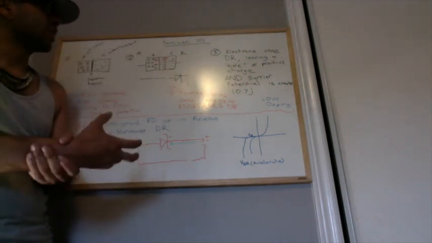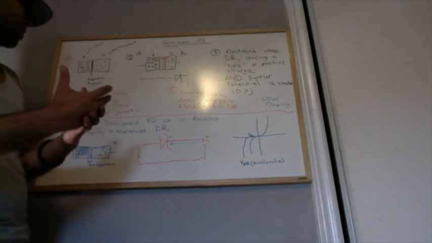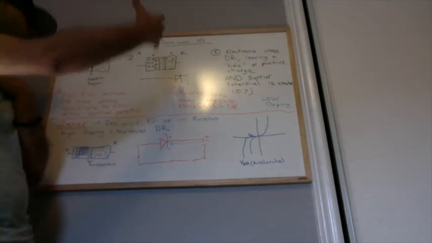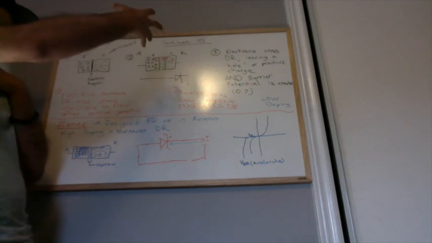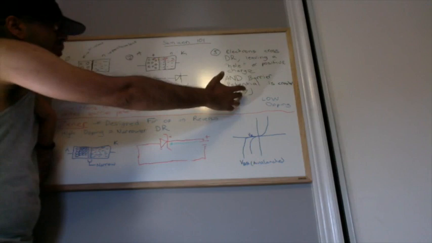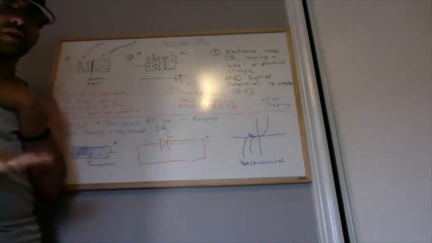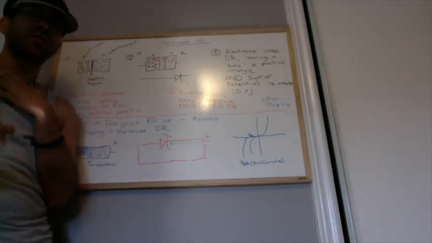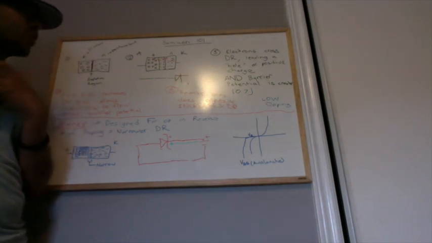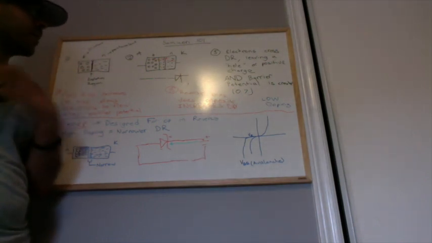So essentially, once we have forward biased and past the barrier potential, which is 0.7 for anything silicon, it's 0.3 for germanium in case they throw a trick in there somewhere, but no one uses germanium anymore.